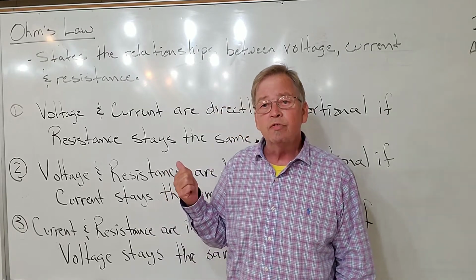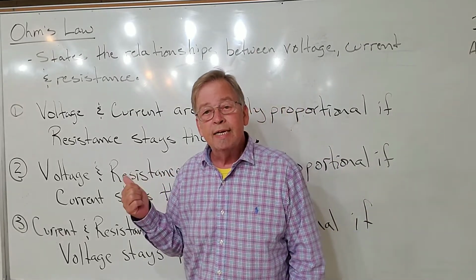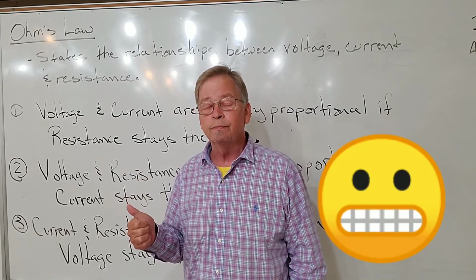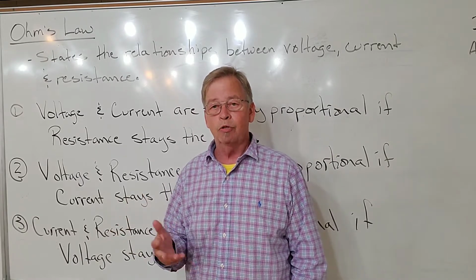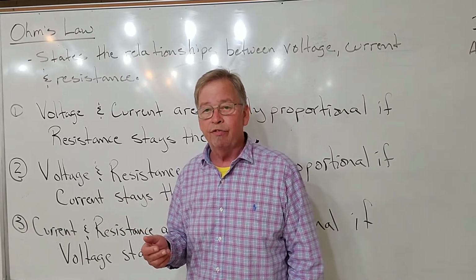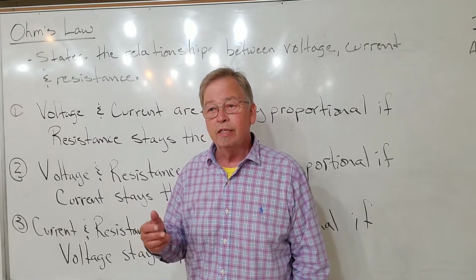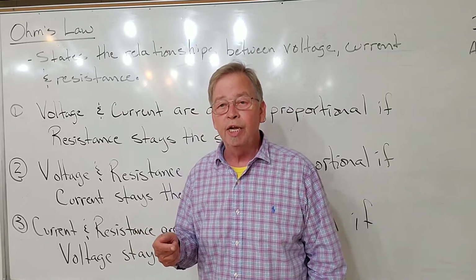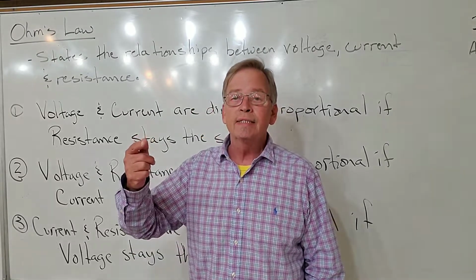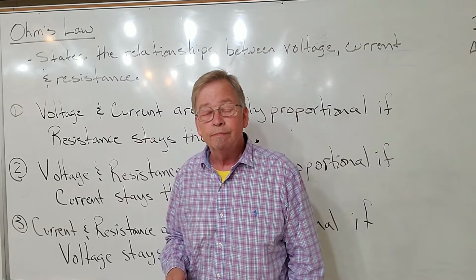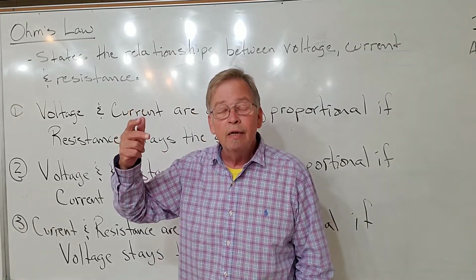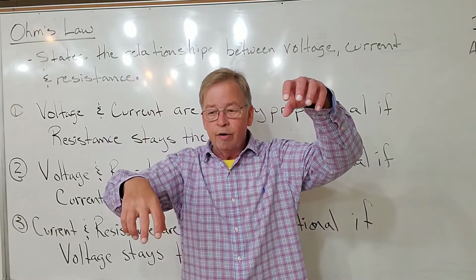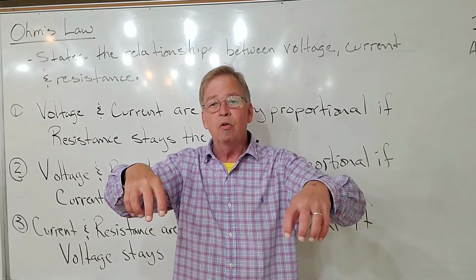So let's talk about this first relationship. It says that voltage and current are directly proportional. Directly and proportional are just two new words that we have to understand. Well, think about this. If voltage were the accelerator and current was the speed, if I increase the accelerator, what's going to happen to the speed? Well, it's going to increase. So if I increase the accelerator, the speed goes up, and if I decrease the accelerator, the speed goes down.